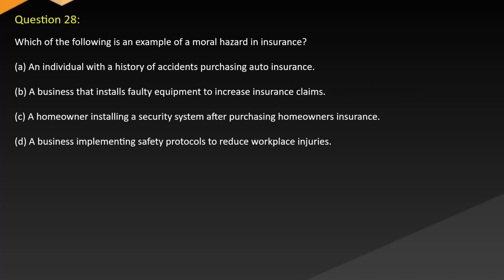Question 28. Which of the following is an example of a moral hazard in insurance? A. An individual with a history of accidents purchasing auto insurance. B. A business that installs faulty equipment to increase insurance claims. C. A homeowner installing a security system after purchasing homeowners insurance. D. A business implementing safety protocols to reduce workplace injuries.